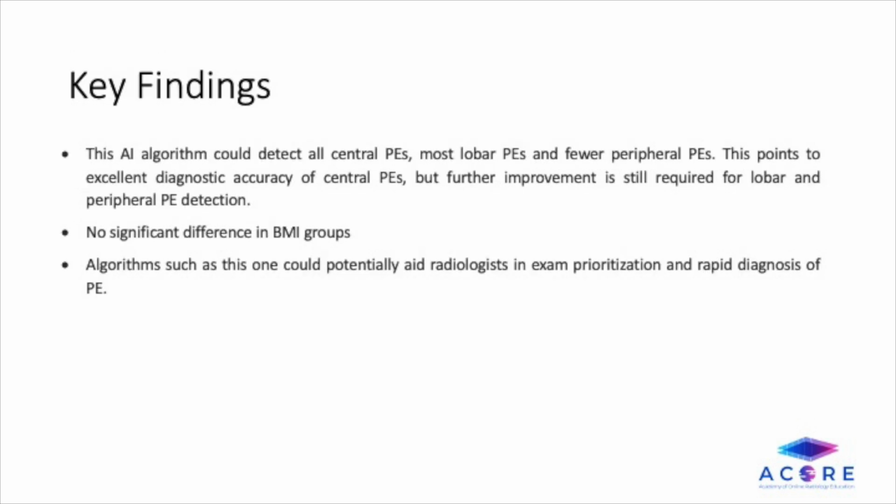Key findings from this study included: this AI algorithm could detect all central PEs, most lobar PEs, and fewer peripheral PEs. This points to excellent diagnostic accuracy of central PEs, but further improvement is still required for lobar and peripheral PE detection. No significant difference was found between BMI subgroups, and algorithms such as this one could potentially aid radiologists in exam prioritization and rapid diagnosis of PE.